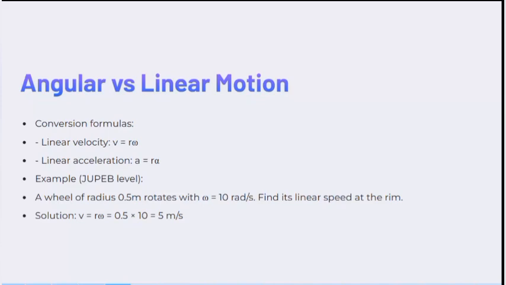Okay, so this is the formula for linear velocity. The relationship between linear velocity and angular velocity is V equals R W, where W represents the angular velocity. Normal V represents normal linear velocity, W represents angular velocity, and R is the radius. So this is the relationship between linear velocity and angular velocity.